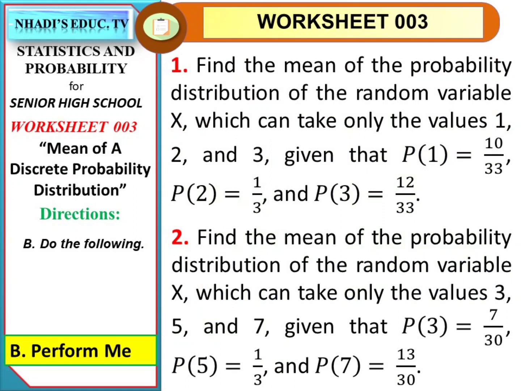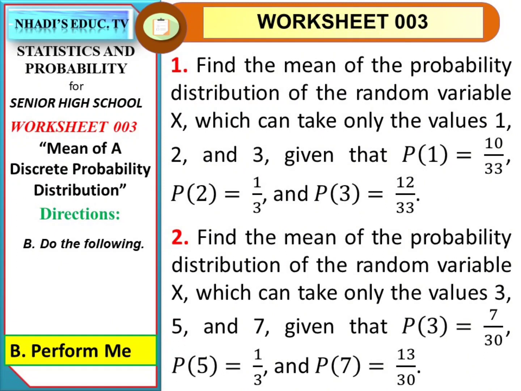Let's move to letter B, perform me. Directions: do the following. Number 1, find the mean of the probability distribution of the random variable x, which can take only the values 1, 2, and 3, given that the probability of 1 equals 10 over 33, the probability of 2 is equal to 1/3, and the probability of 3 is 12 over 33.